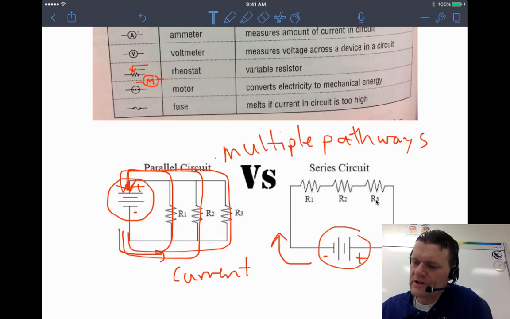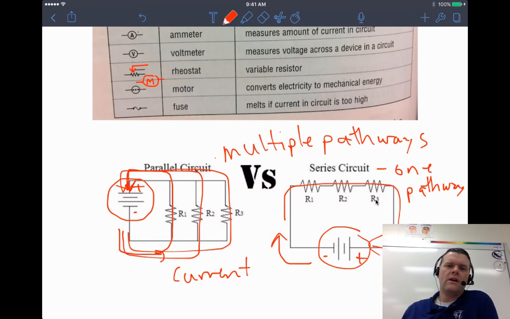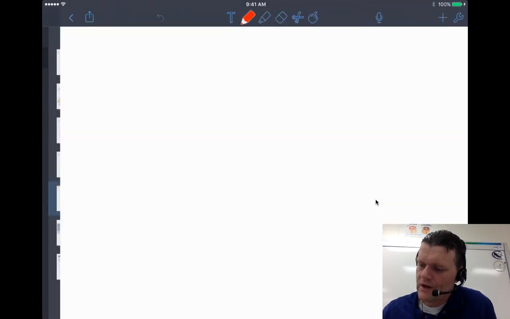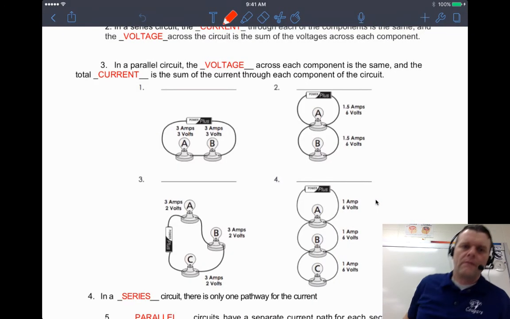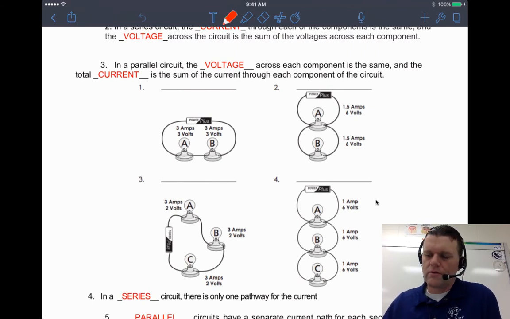In a series circuit, there's only one pathway, and you'll see what happens to both current and voltage when there's only one pathway, because there's only one way for the current to go. And as you see in the drawing, they can only do that. Okay, so I'm going to switch now to your notes that actually had some unfinished portions to them, because I wanted to walk through them with you just briefly here.